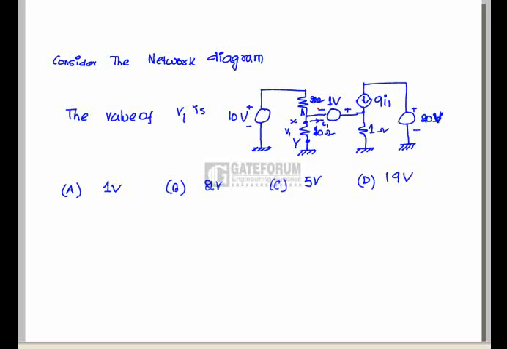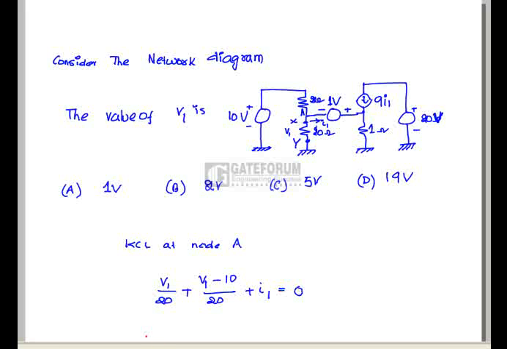Question is, consider the network diagram given in the figure. Find out the value of V1. In order to find out the value of V1, apply the KCL at node A. That is V1 by 20 plus (V1 minus 10) by 20 plus I1 equals to 0.